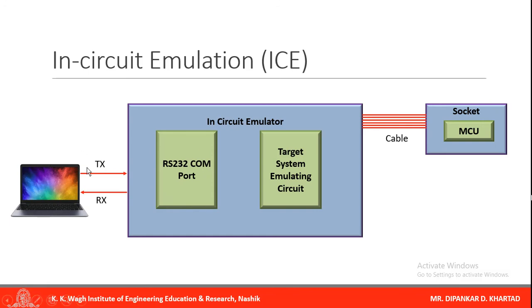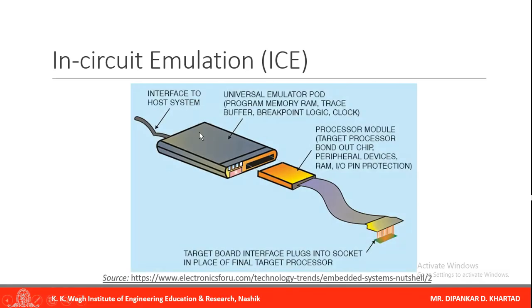So this is how in-circuit emulation will work. A pictorial view of this ICE. This is our simple hardware universal emulator pod. This wire came from the host system, and this wire is connected to our target system, that is, the target board. And this is what: processor module, target processor, bond-out chip, peripheral chip, RAM, IO pin protection, all will be there. So this is in-circuit emulation. It is the hardware part.